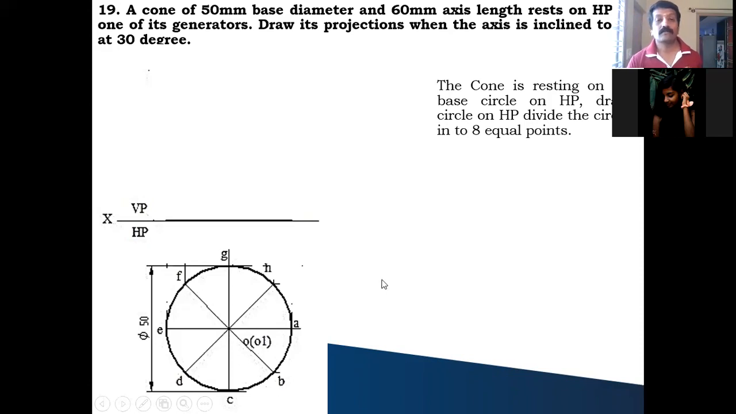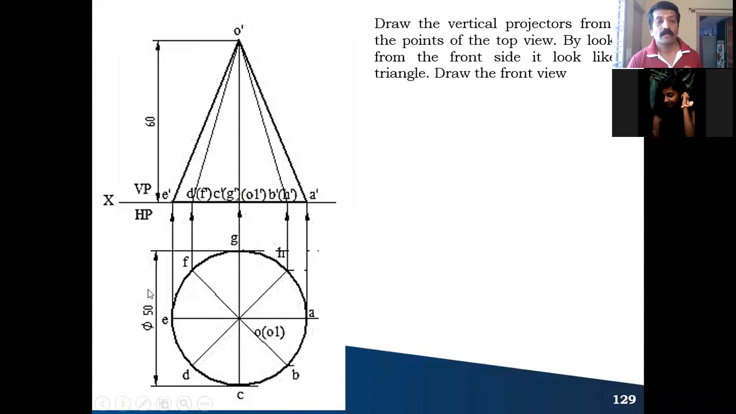That's all. After completion of this top view, draw the vertical projectors from all the points like this till they meet the XY line. Extend this axis line, and then on this vertical line you cut 60 millimeter. That is the axis height. Call that O dash. Only the outermost boundary line you make thick. These lines should be as thin as possible.